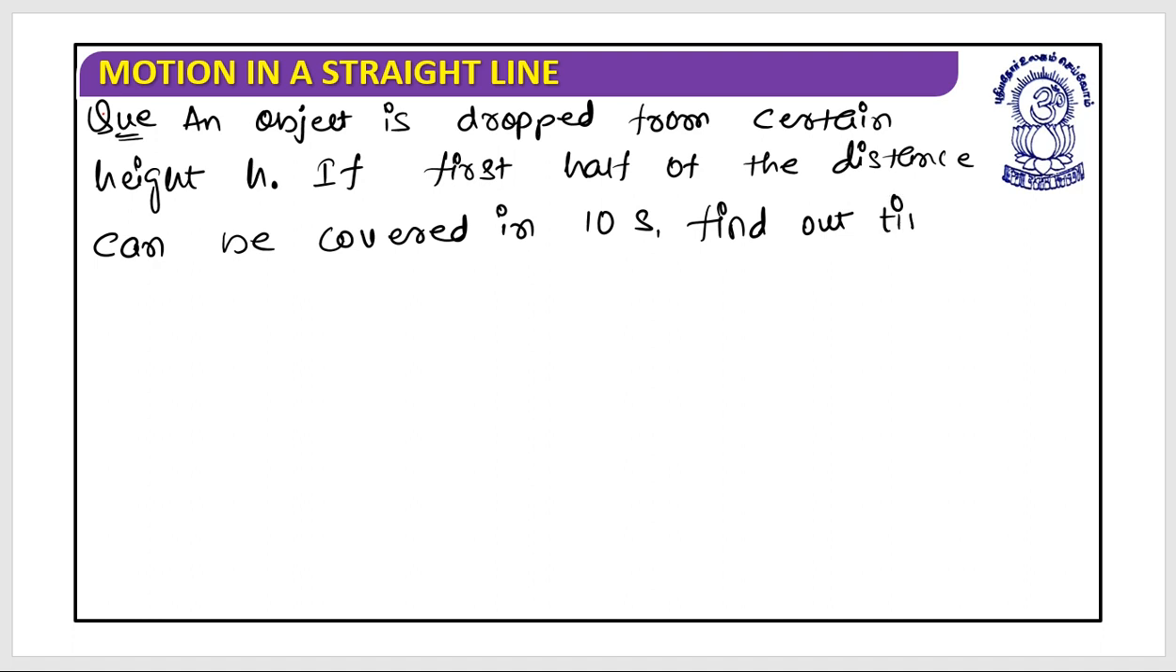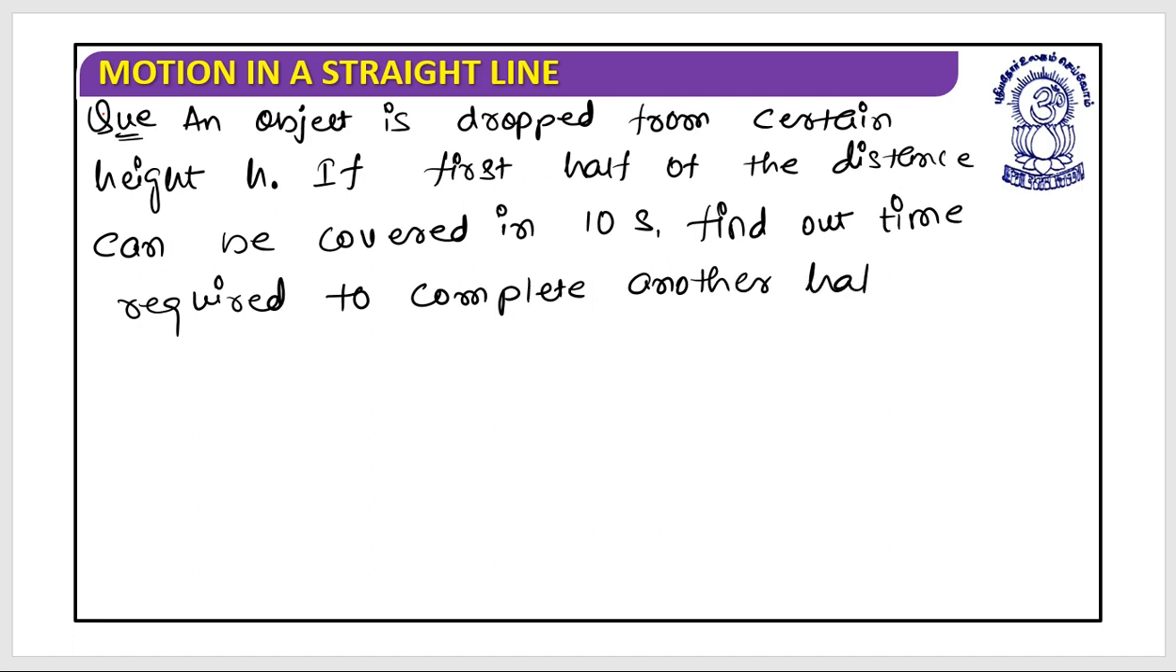Time required to complete another half. So this is the question. You have been provided that you can take g equals 10 meter per second square. Now what can you do?